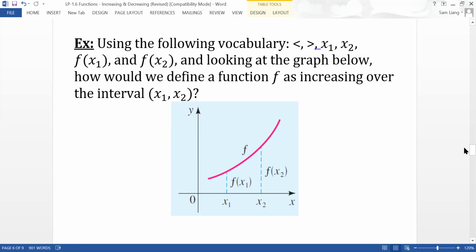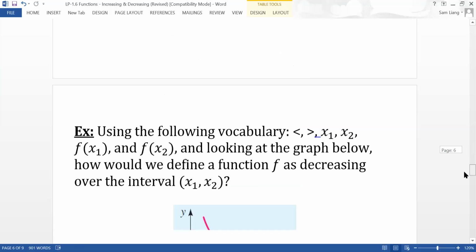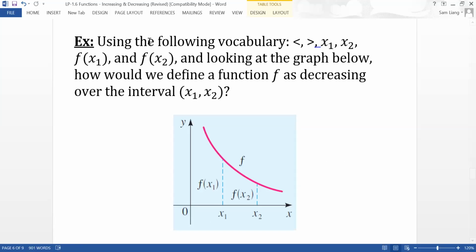Let me also jump to the next example because that's going to be our definition of decreasing functions. Using the same vocab, less than, greater than, x1, x2, f of x1, f of x2, looking at the graph below, how would we define a function f as decreasing over the interval x1, x2? So instead of increasing, it's decreasing now, right? And we're going to use the same notation. All right, let me show you the answer.